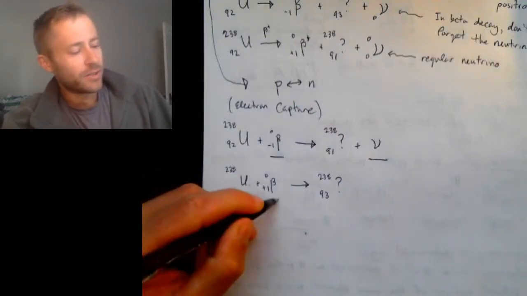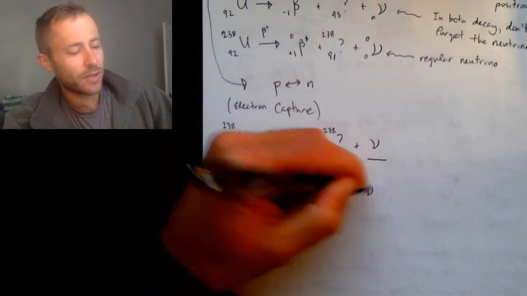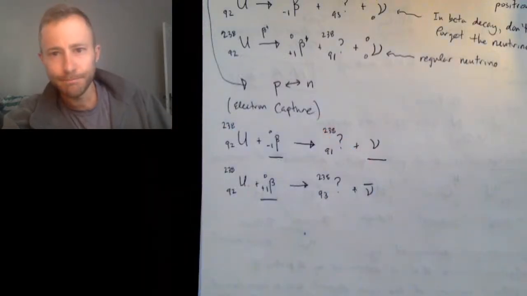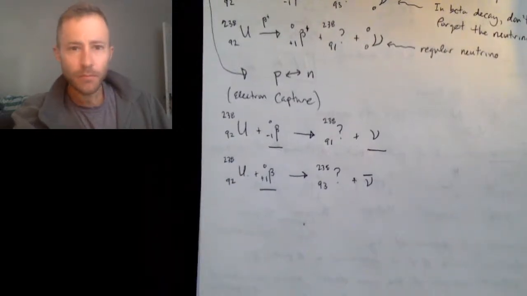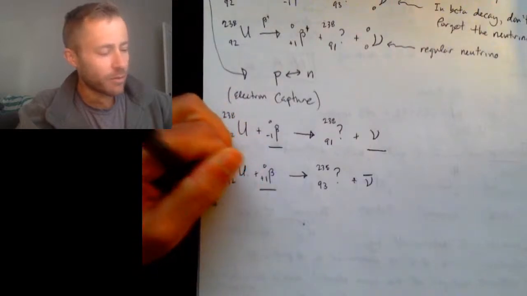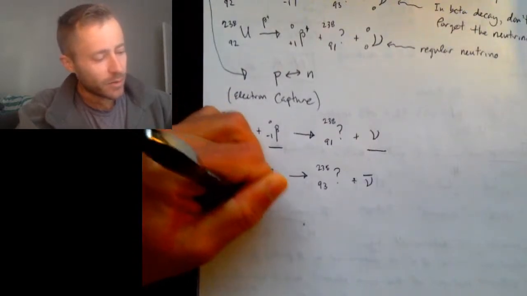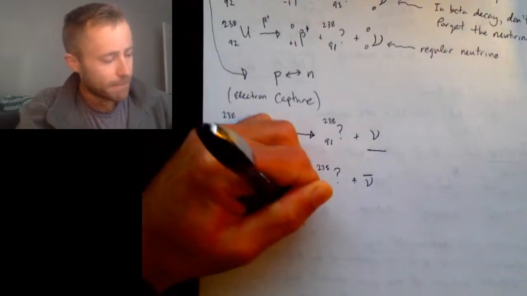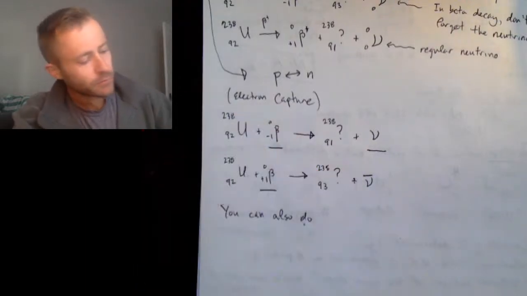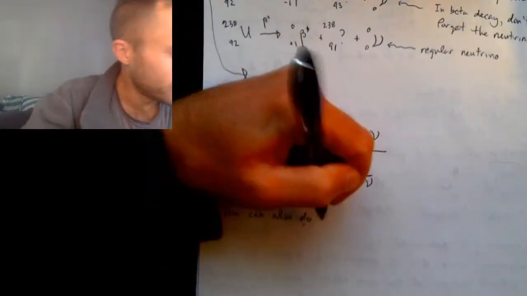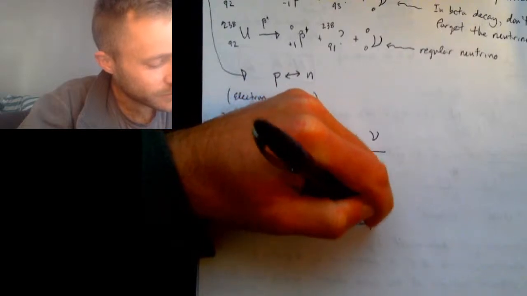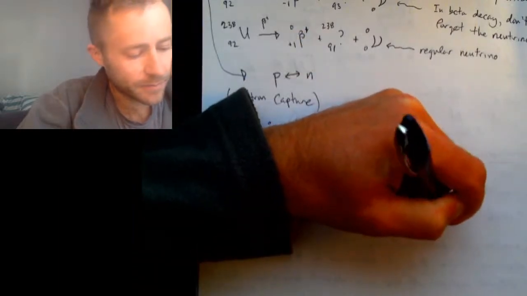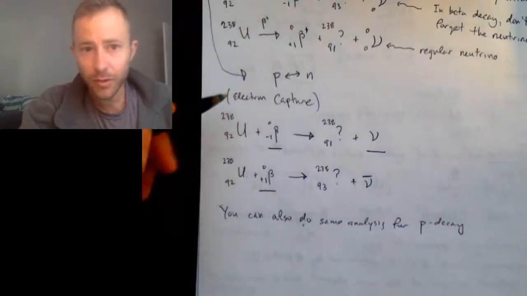Okay, because this is an antiparticle, then on this side I would have an anti-neutrino. You can go through a similar, same analysis for proton decay. Now, beta decay is the only one that involves neutrinos.